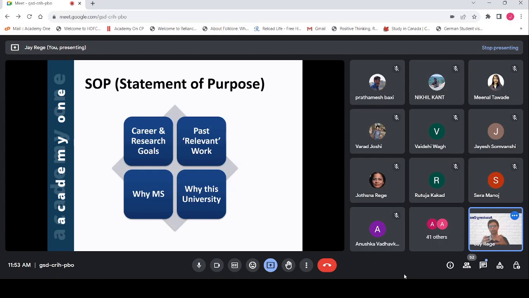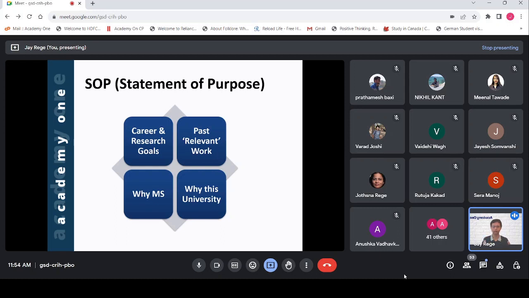What past experience? When I say past experience, it could be academic experiences like your projects, or maybe some papers that you have worked on, which are relevant to the subject that you are planning to apply for. So what exactly are the relevant experiences? You need not write about all your experiences from the past. And why are you applying to this particular university? So that could be one part of it.